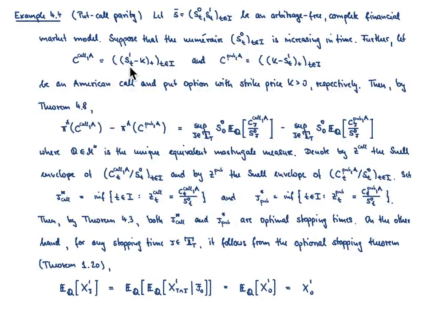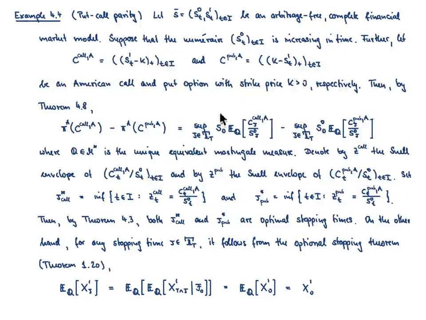Let me remind you, that's nothing else but the process, the positive part of this price process S^1(t) minus K, where K is the strike price, which is strictly positive. And likewise, the American put option is the process given by the positive part of K minus S^1(t).